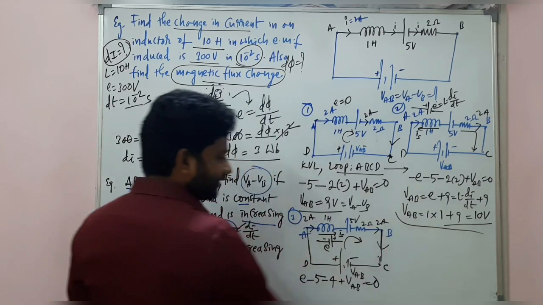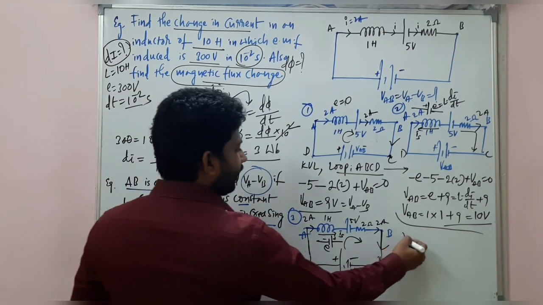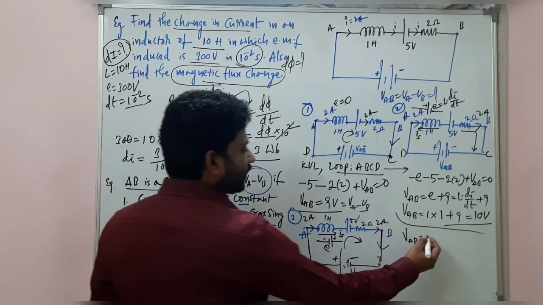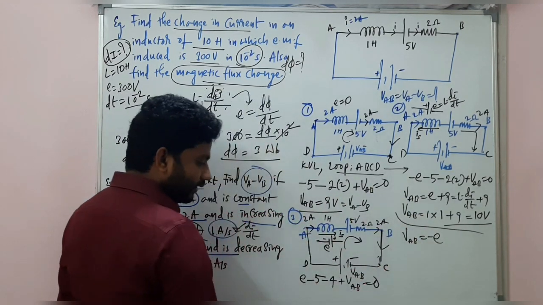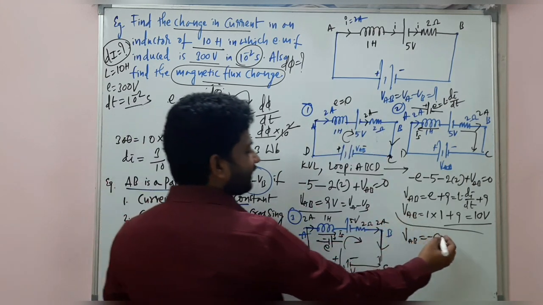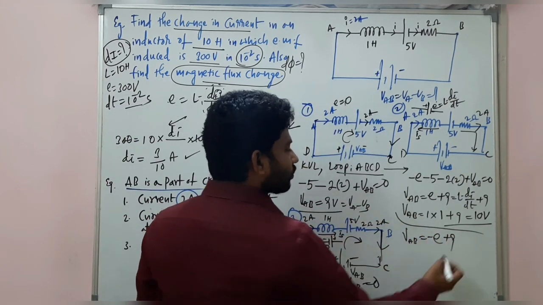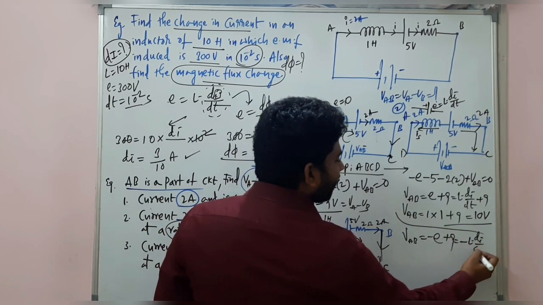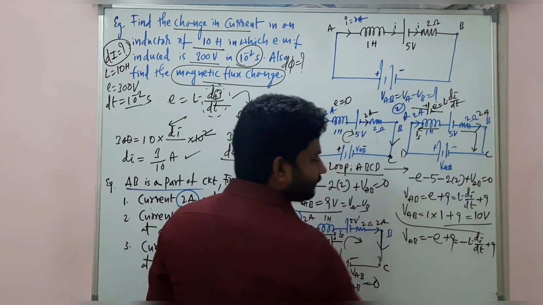Okay. So now this is the third case we are doing. So VAB is equal to this plus E goes to the other side, that will be minus E, right? Minus 5 minus 4, it's minus 9. Minus 9 goes to the other side, that will be plus 9. So what I can write, it is minus E is L into di by dt plus 9.